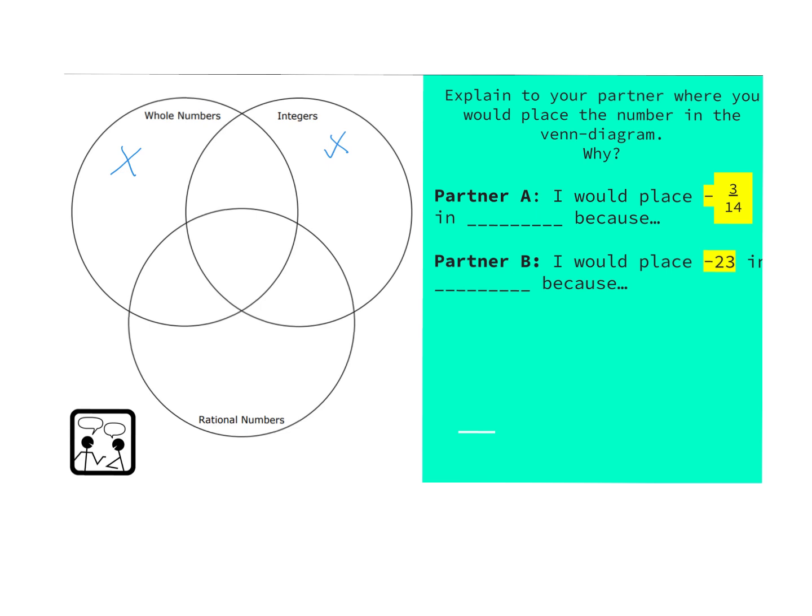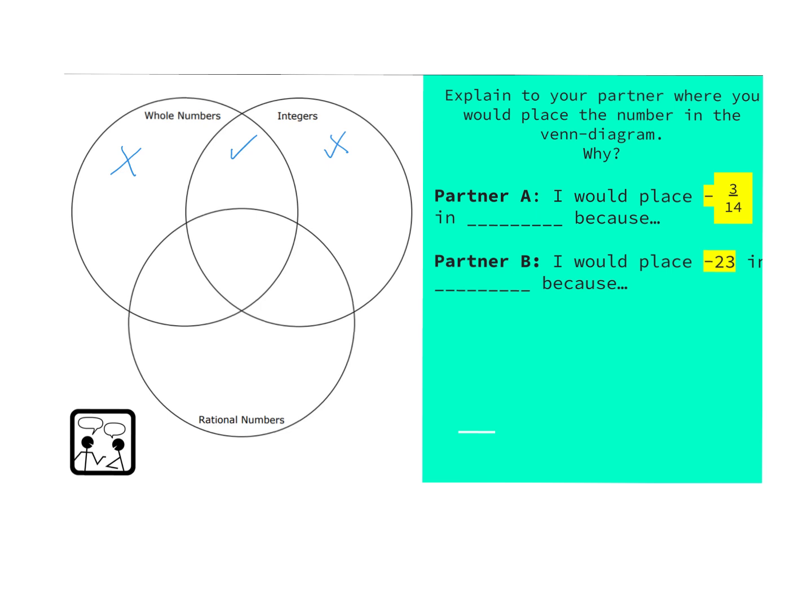So if we look at this spot here, this spot here is the intersection between whole numbers and integers. So do we have whole numbers that are integers but they're not rational numbers?